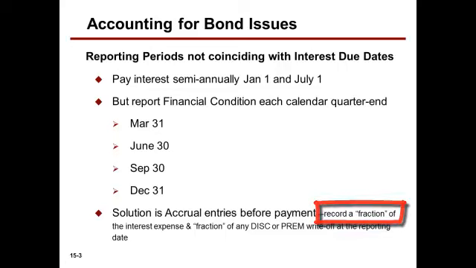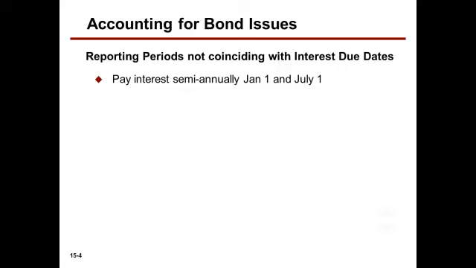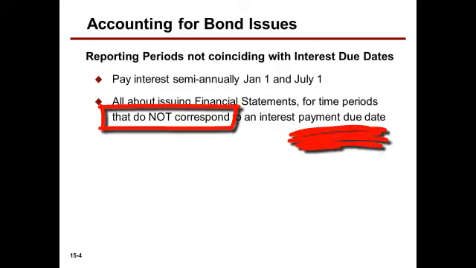That is, record a fraction of the interest expense and a fraction of any discount or premium write-off at the reporting date. I can use an example of bonds issued on January 1st, and before we make the first interest payment on July 1, 6 months later, we're at March 31st, a reporting date for our company. We want to issue financial statements as of March 31st. We need to adjust financial condition before we do that. Again, this is all about issuing financial statements for time periods that do not correspond to an interest payment due date.